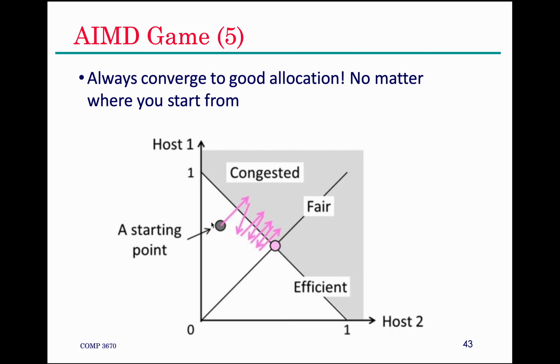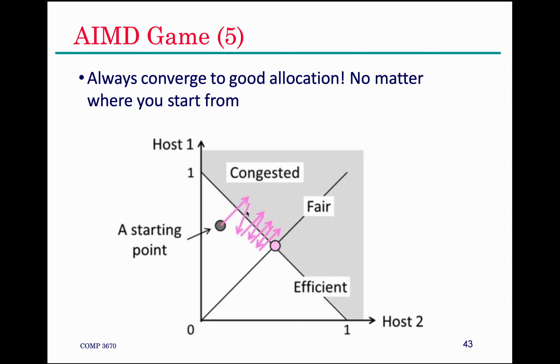So this is what it's saying here. In this case, we started off with host 1 using a lot of bandwidth. Host 1 is using, let's say, 0.7, and host 2 is only using 0.2. So what's going to happen? Hosts 1 and 2 are both going to increase, increase, increase. So host 1 is going to go up like this, host 2 is going to go up like this, so the arrow is going to go up like this.